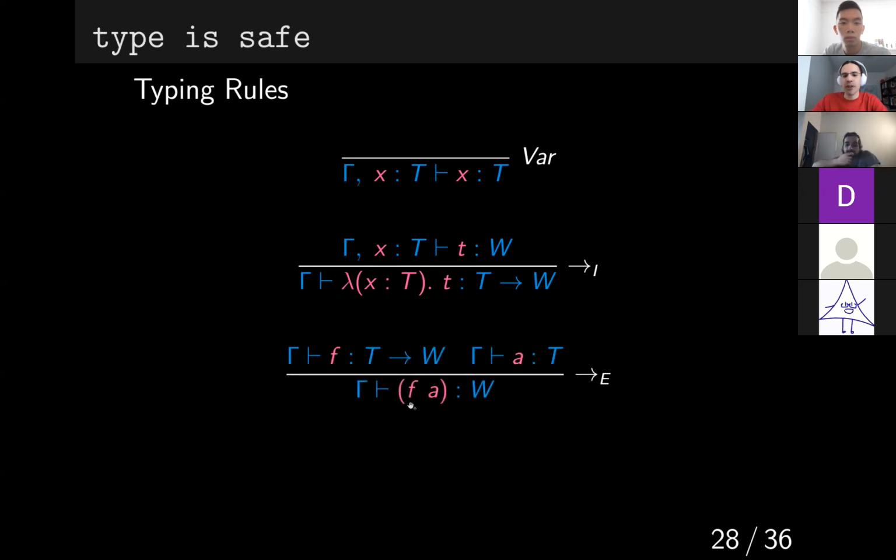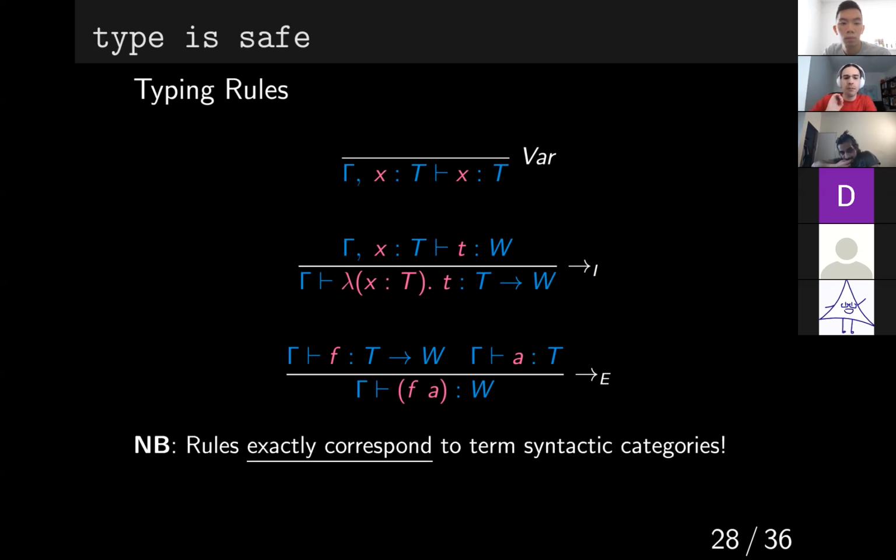How do you type a function application? Well, if the function has type T to W, and the argument has type T, then the application has type W. And so if you think about it, if you just think about functions and function application, and you think of domain and range coinciding for a composition to make sense, then these rules are just that.